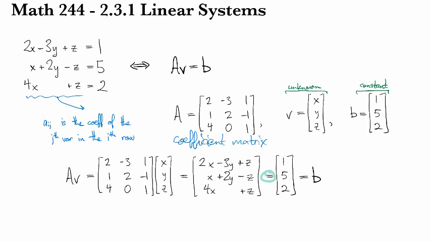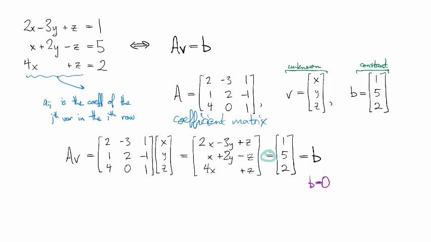So in the case when B is equal to 0, we say the system is homogeneous.